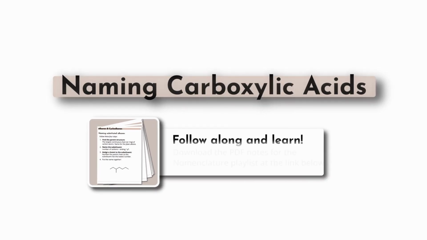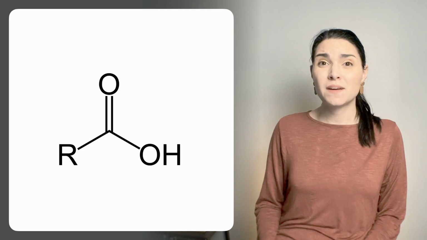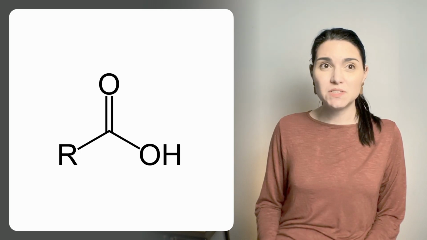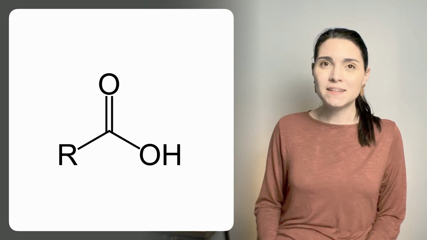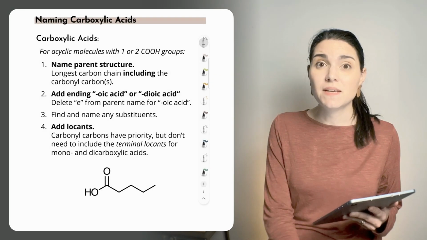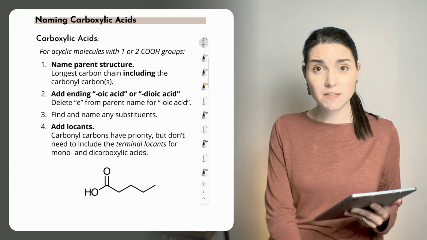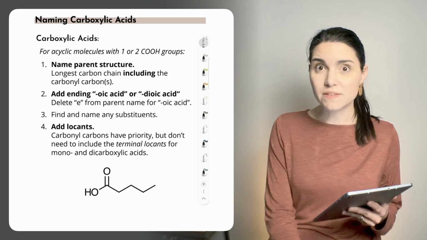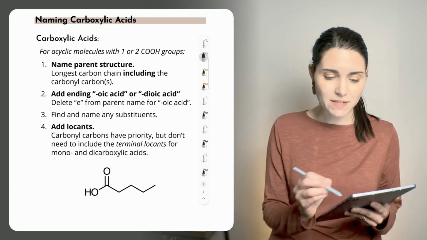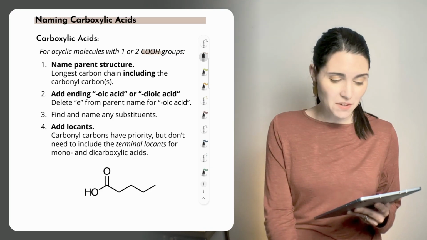A carboxylic acid has that carbonyl C double bond O carbon. The carbonyl carbon is single bonded to an alkyl group, and it is single bonded to an OH. To name an acyclic molecule with one or two of those carboxylic acid functional groups, also abbreviated as COOH, like I have in my notes, these are the steps that you're going to follow.